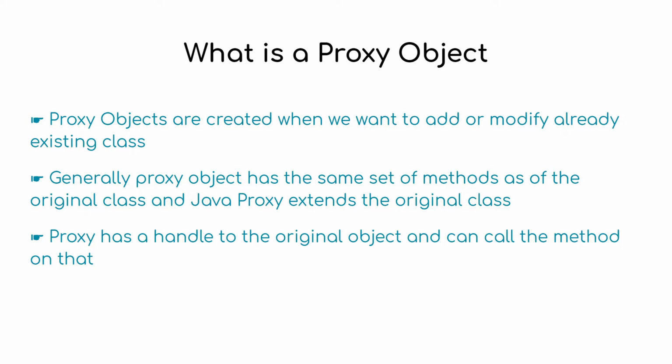In most AOP frameworks, including Spring AOP, the AOP is implemented through proxy. So let's understand what is proxy and what is a proxy object. Proxy objects are created when you want to add or modify an already existing class. Generally, a proxy object has the same set of methods as the original class, and a Java proxy extends the original class. Proxy has a handle to the original object.